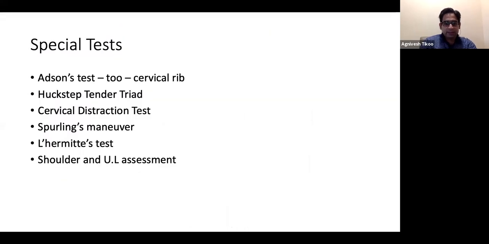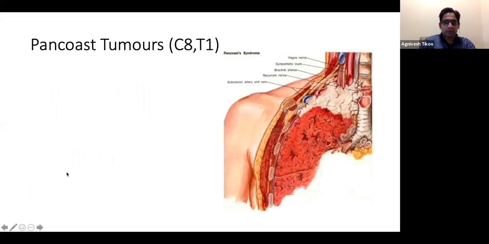Now, there are certain other tests for the cervical spine, which are to be differentiated for cervical radiculopathy. So these are the Adson's test. We will come to that in a bit, and other tests also. So understand that sometimes there can be a Pancoast tumor, which means infiltration of the supraclavicular part of the pleura by tumor, which can also press on the nerves and cause a radiculopathy.